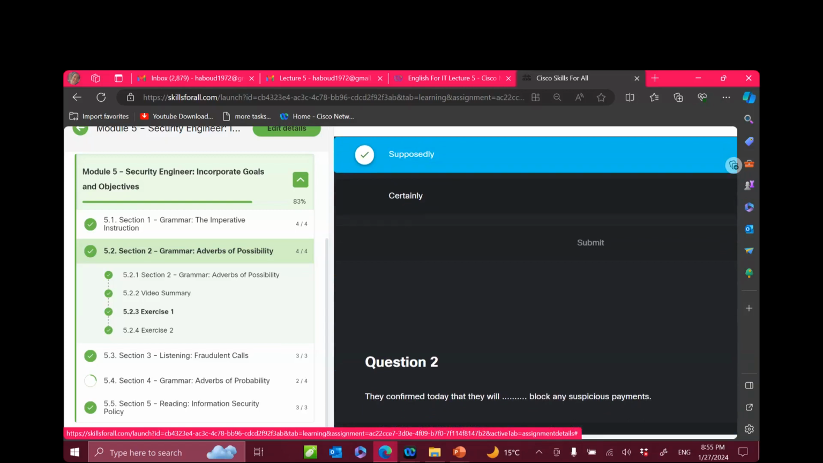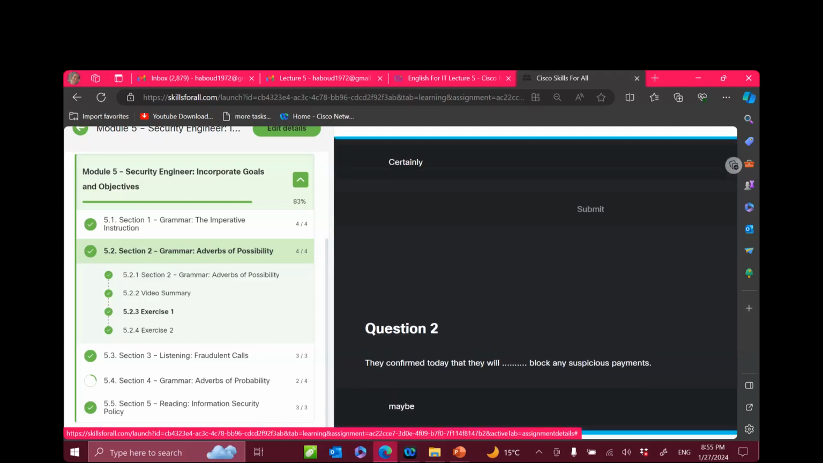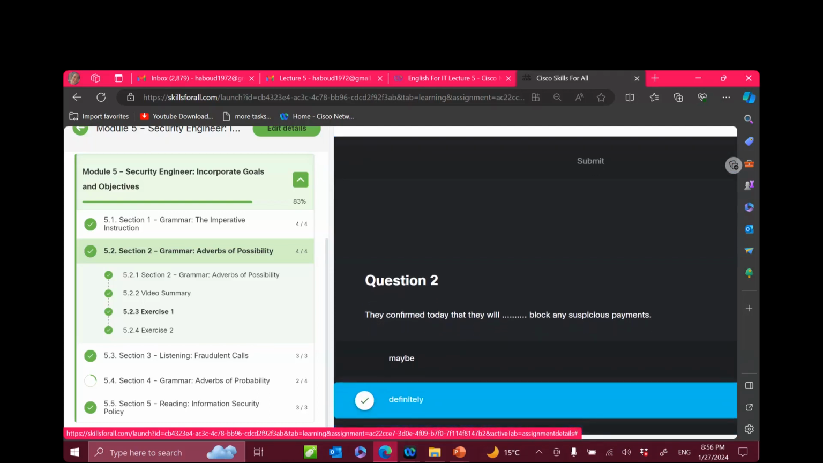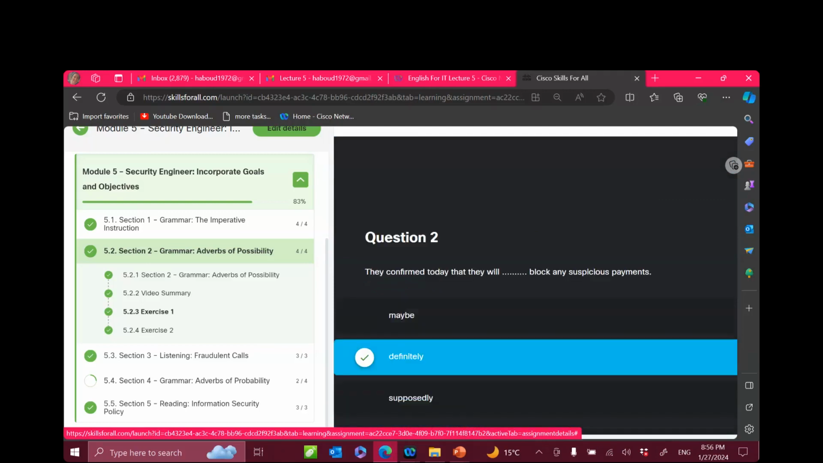Number 2. They confirmed today that they will block any suspicious payments. What do you think? They confirmed today that they will maybe. أنا عندي هنا confirmation تأكيد. They confirmed يبقى ما أقدرش أقول maybe طبعا خالص. They confirmed يبقى أقول definitely على طول. Definitely بالتأكيد بلا شك. They confirmed today that they will definitely block any suspicious payments. Okay?